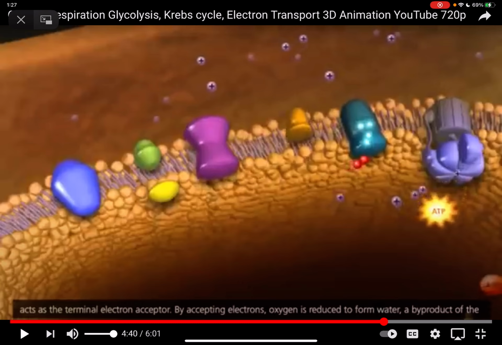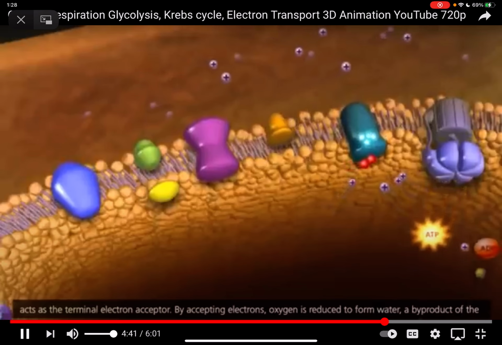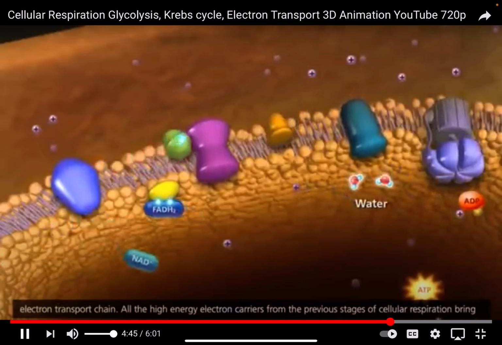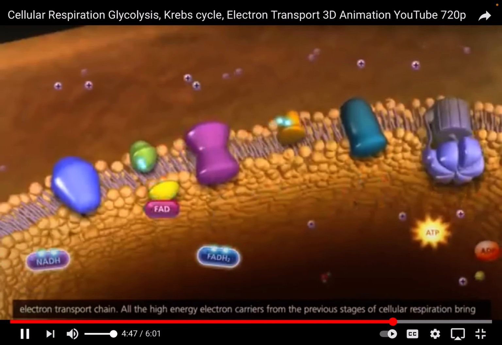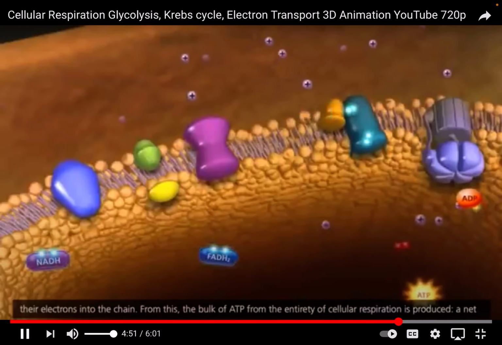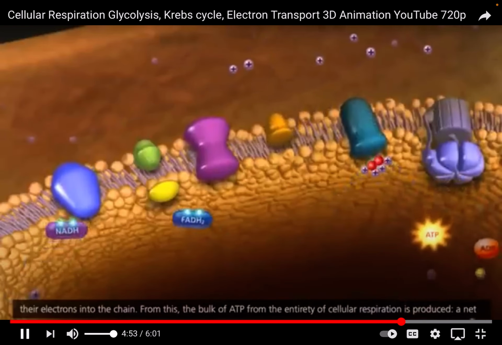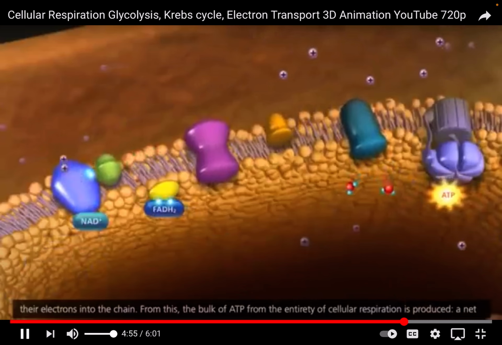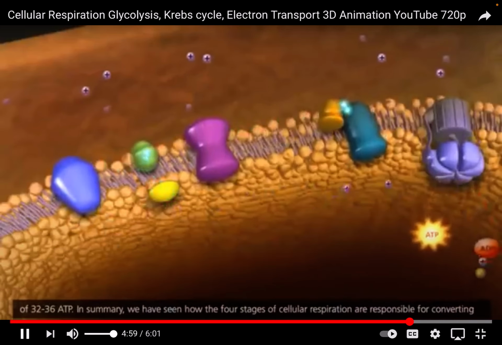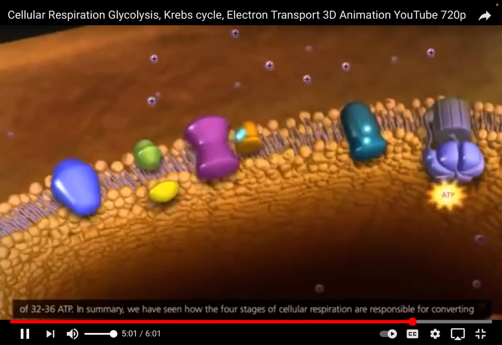Also, the protons are the little purple spheres with the plus signs in the center. Byproduct of the electron transport chain. All the high-energy electron carriers from the previous stages of cellular respiration bring their electrons into the chain. From this, the bulk of ATP from the entirety of cellular respiration is produced, a net of 32 to 36 ATP.